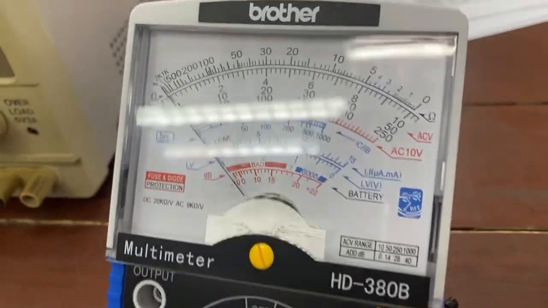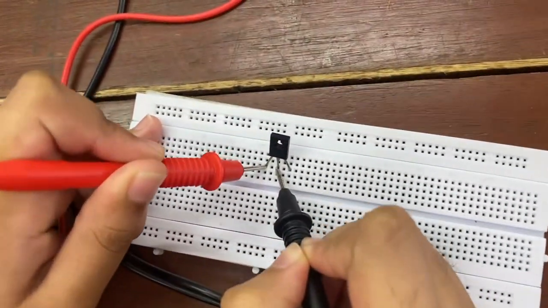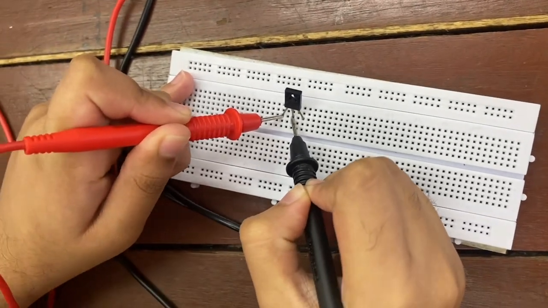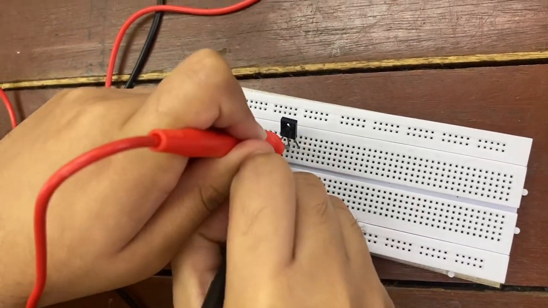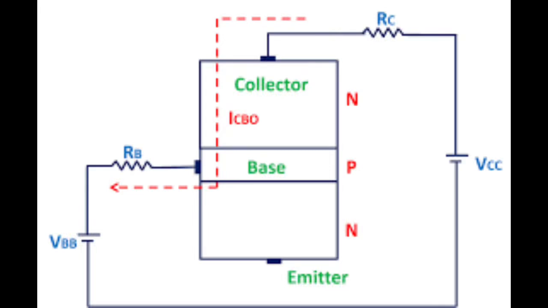Next, we will be comparing their differences in terms of current flow direction and biasing conditions. For the current flow direction in an NPN transistor, the current flows from the collector to the emitter. Electrons move from the emitter to the collector, so conventional current, which is opposite to electron flow, is from collector to emitter.